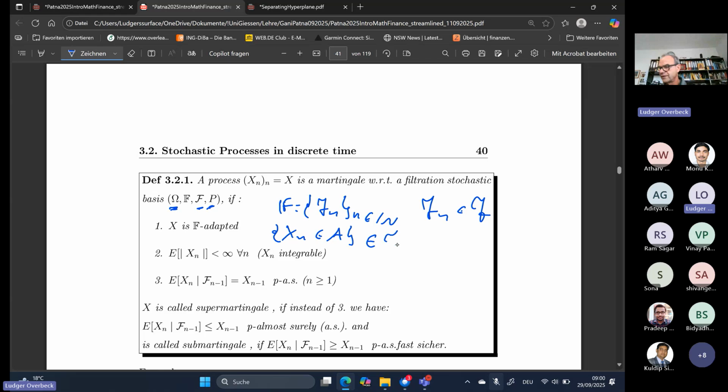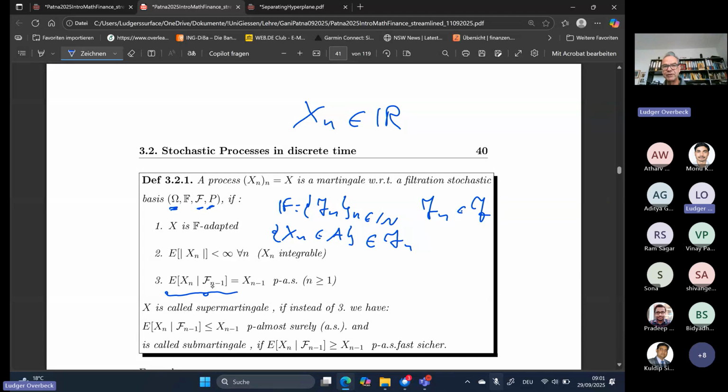This is in Fn, is a set in Fn. So X is, of course, Xn all takes values in R, so that we can integrate. Like numbers, or in the financial world, money, prices. And we assume that they are integrable, in order to take the conditional expectation.